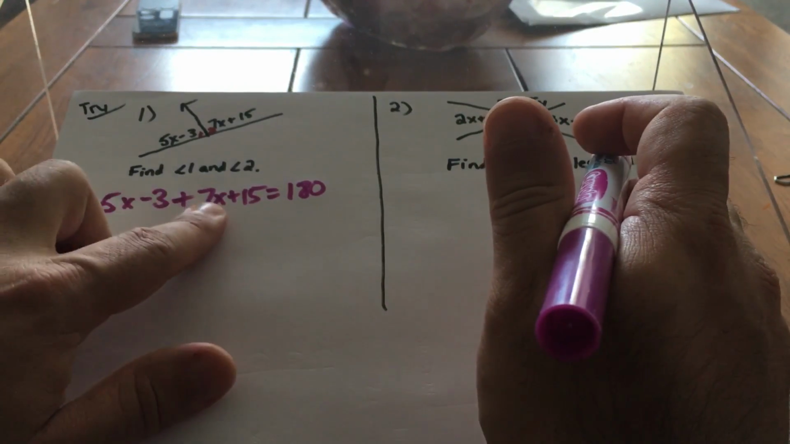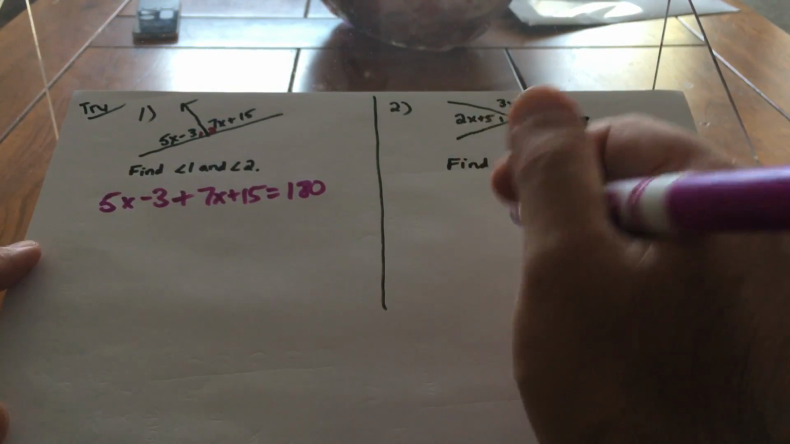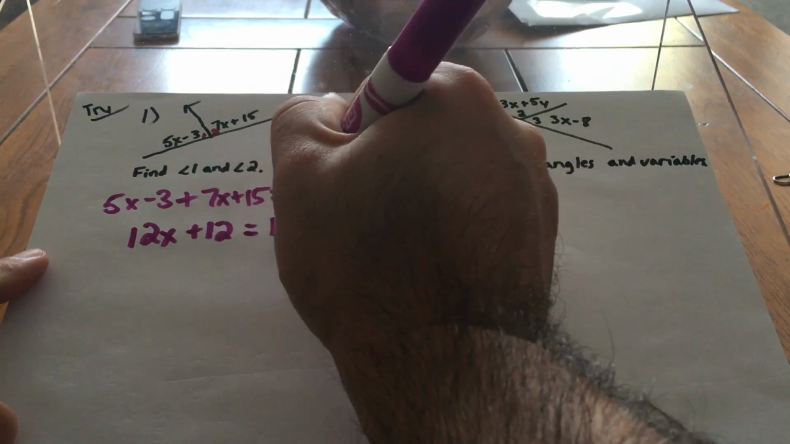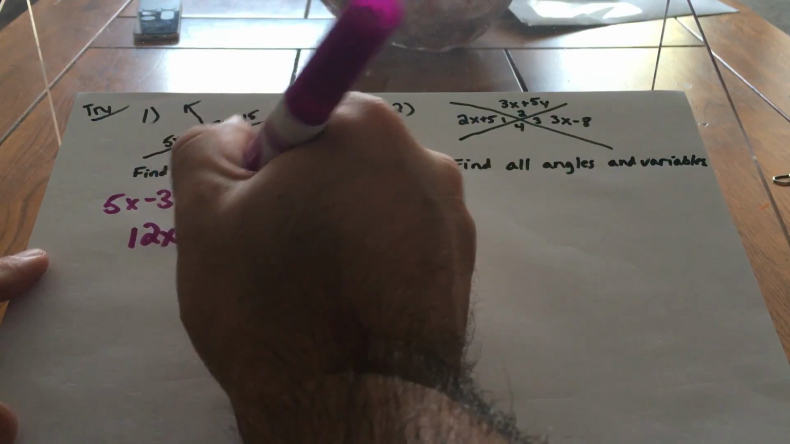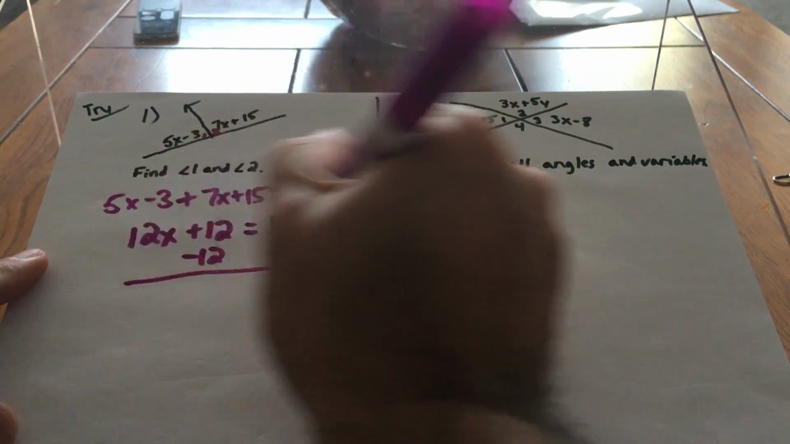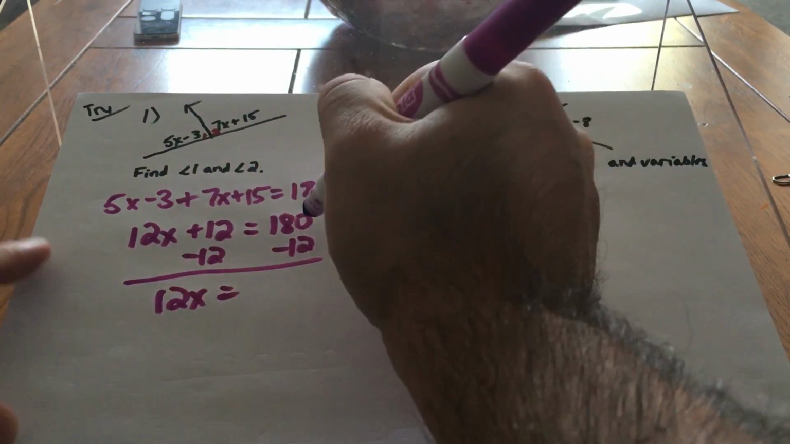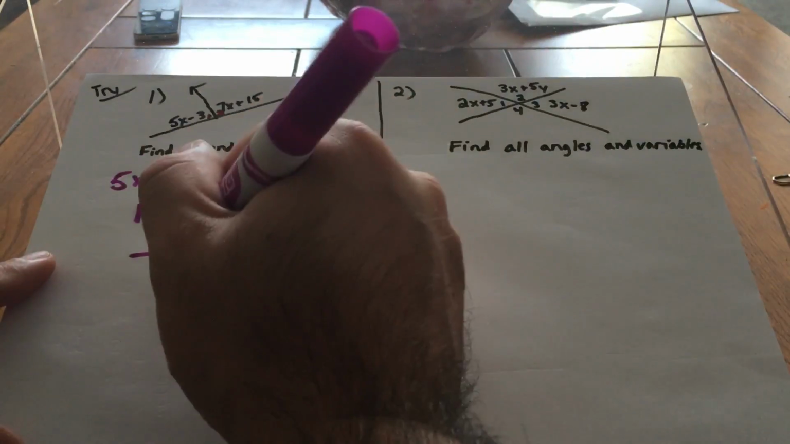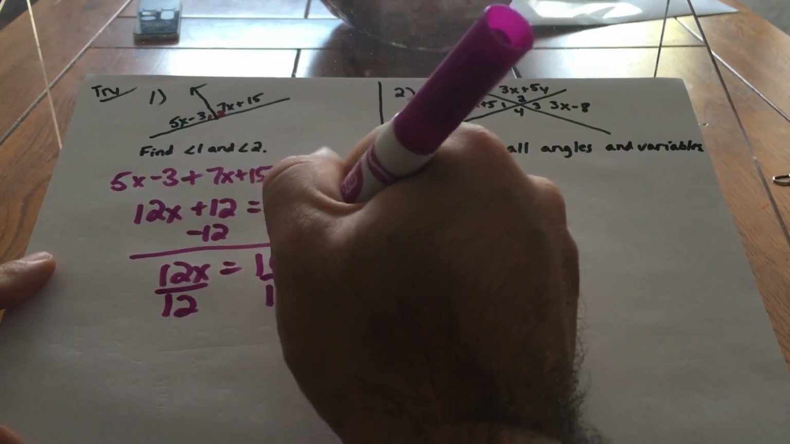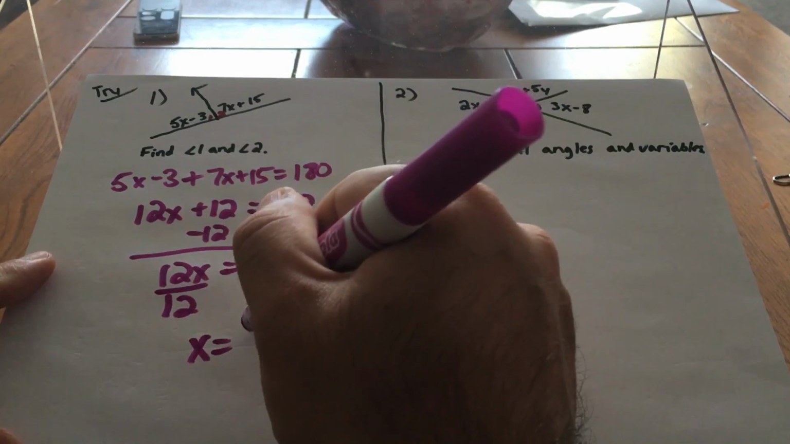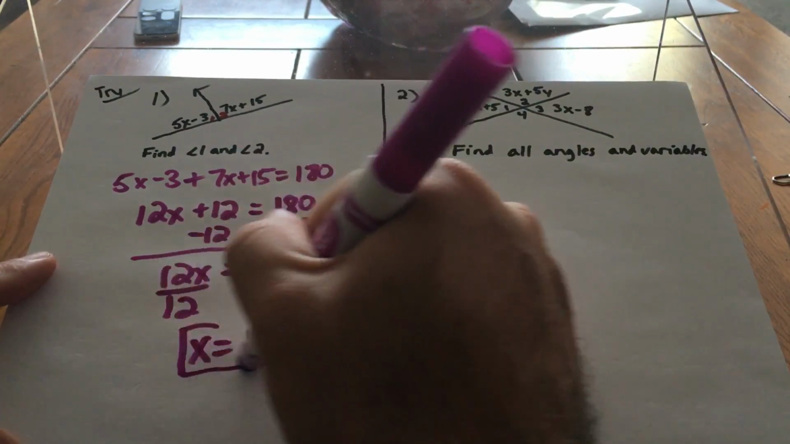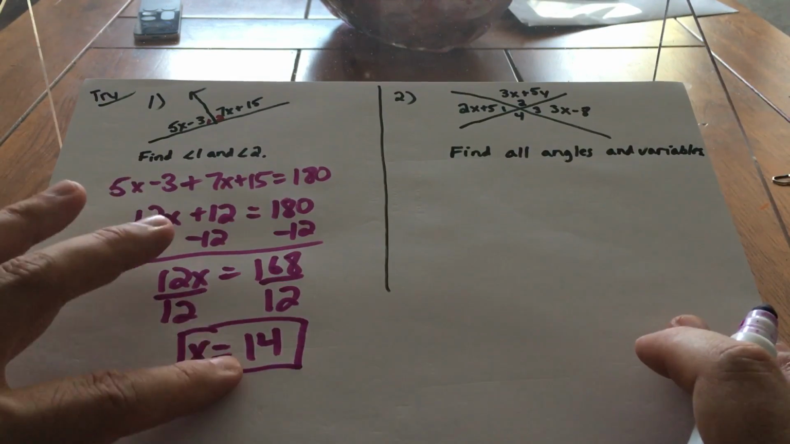Okay? Now you can collect the like terms together. 5x and 7x is 12x. Negative 3 plus 15 is plus 12, is equal to 180. So if we subtract 12 from both sides, we get 12x is equal to 168. Then we'll divide both sides by 12. So we'll get x is equal to, it'll go into 16 once and then 14. So x will be 14. So we found the value of x.